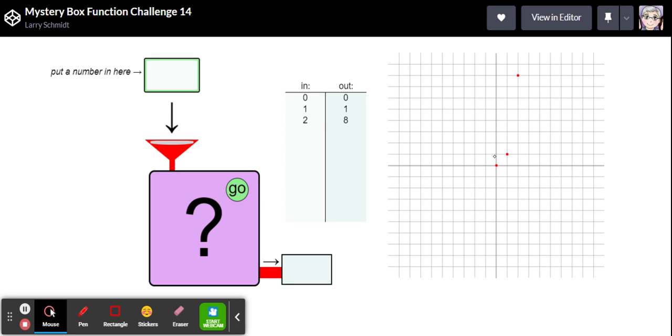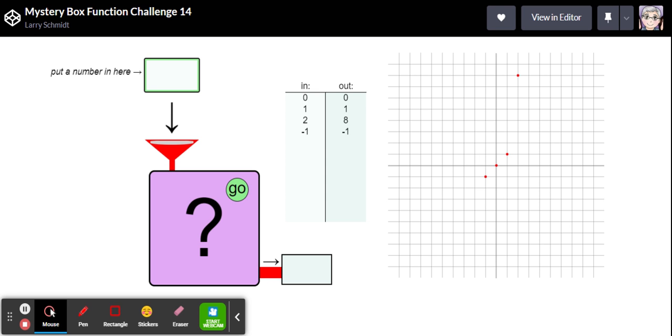And it does kind of look like one arm of a parabola, although I'm a little confused by 1 going to 1, 2 going to 8. So if this is really a parabola, it should be symmetrical on the other side. So actually, let's try that. Let's try a negative 1. Oh, so negative 1 gives us negative 1.